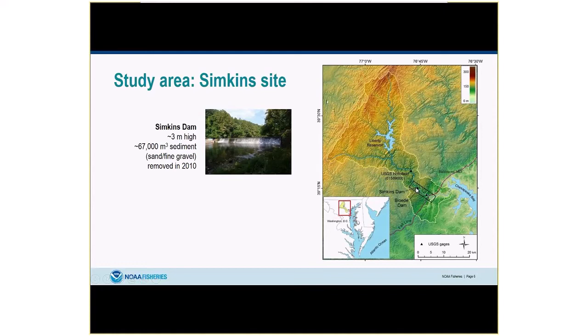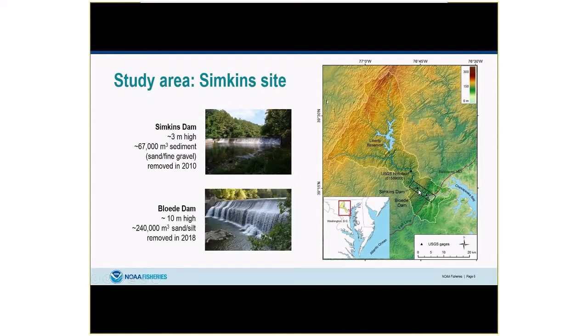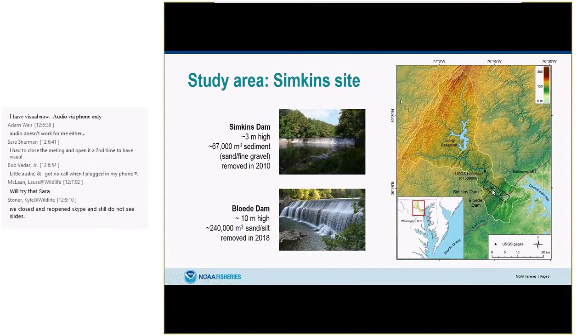There was a considerably larger dam less than a kilometer downstream, and I'm now pointing to the location of that one, that was removed in September 2018. And this was the Bloede Dam. At about 10 meters high, it also is filled with sediment, although a much larger quantity and with a different mix of grain sizes than Simkins. It's important to keep in mind for the rest of this talk that the Bloede Dam was in place for the whole period of the studies that I'm describing for you today. So we're not looking at anything associated with the Bloede Dam removal.